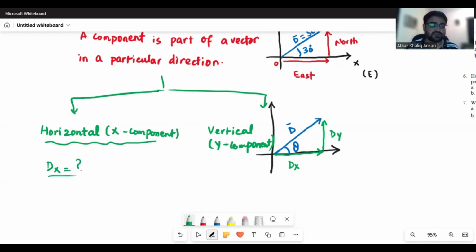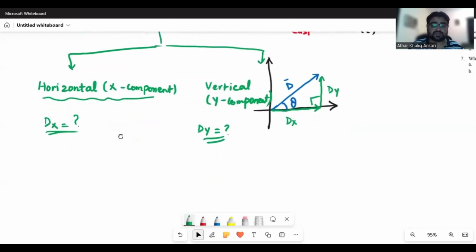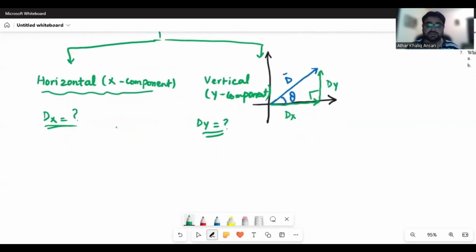To calculate this value, you can see these two components are perpendicular to each other, making 90 degrees. So we have a right triangle in which dx is the base, dy is the opposite, and d, the displacement vector, is the hypotenuse. So to calculate dx and dy, we will use this triangle, and triangle geometry says that if d is given, then what do we have to find dx?